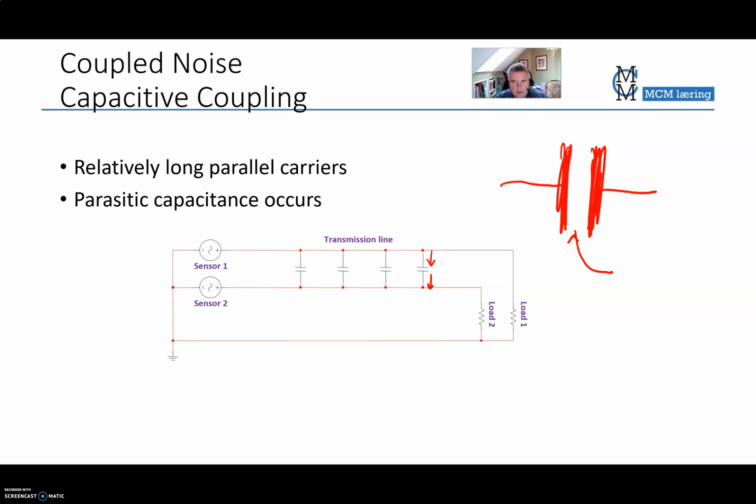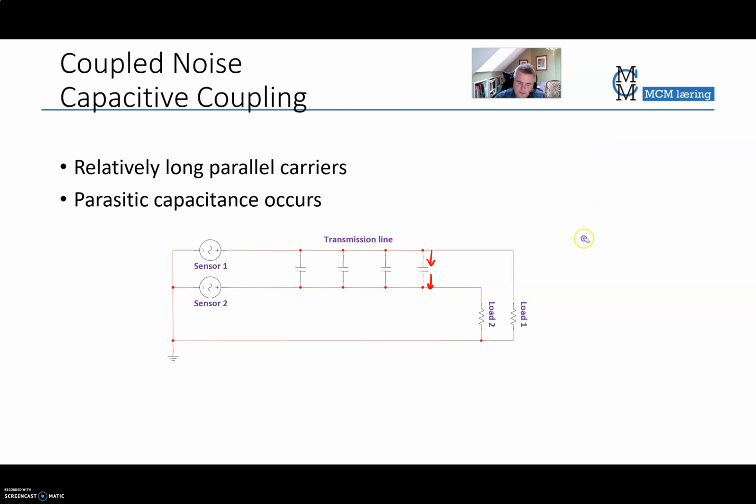Vacuum works, plastic works, but you cannot have a conductive material in between them. So a non-conductive material in that gap will make a capacitor. And capacitors let through high frequency signals.